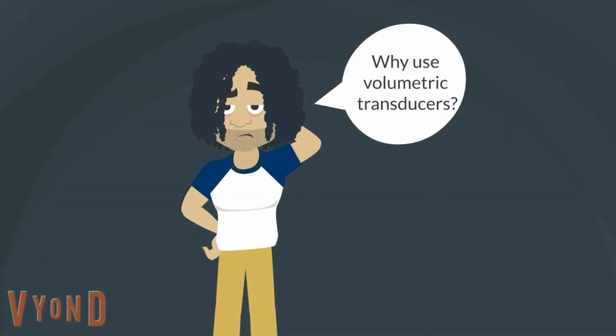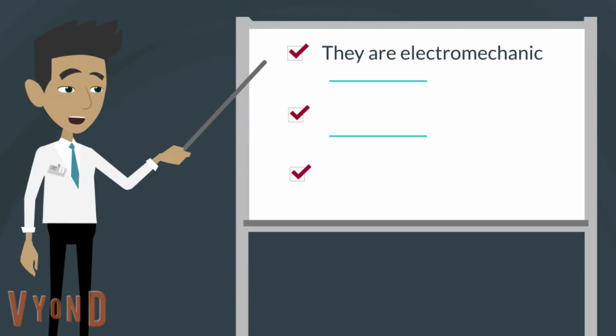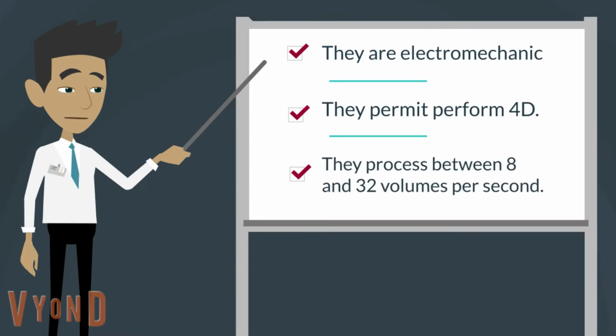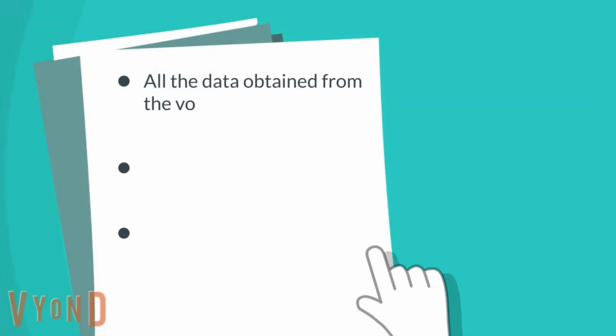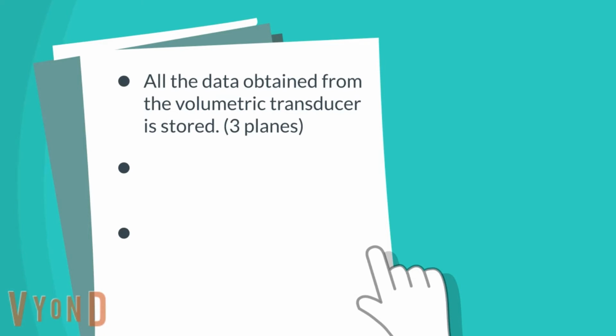But, why should we use volumetric transducers? Because they are electromechanic. They permit performing 4D ultrasound. And they process between 8 and 32 volumes per second. Here you have an example of how a volumetric transducer works. It scans images in 3 different planes: frontal, the orange plane; sagittal, the pink plane; and transverse, the blue plane. All the data obtained from the volumetric transducer is stored.